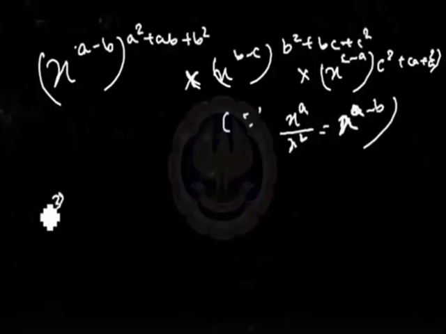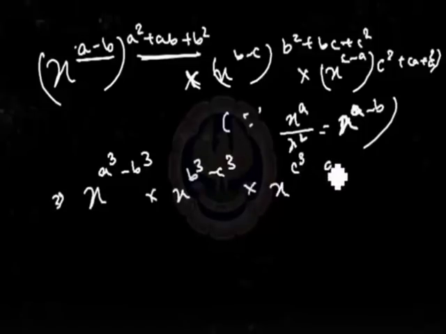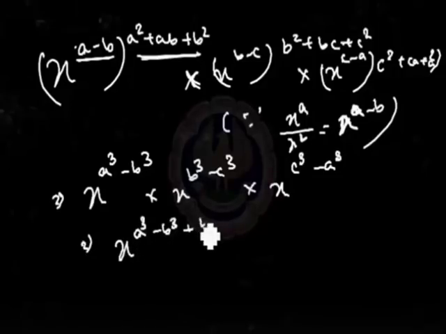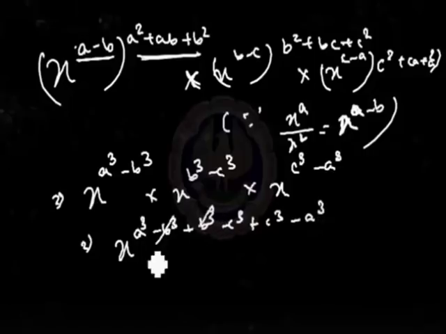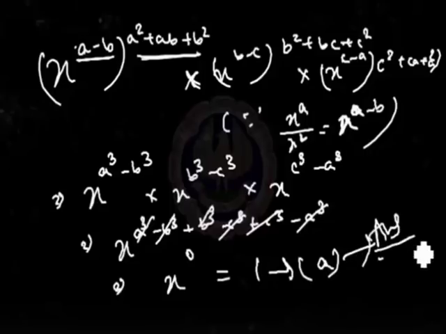Okay. We'll remember this, a minus b into a square plus ab plus b square is equal to a cube minus b cube. So this will be x to the power a cube minus b cube. This will be x to the power b cube minus c cube. This will be x to the power c cube minus a cube. So this can be written as x to the power a cube minus b cube plus b cube minus c cube plus c cube minus a cube. Okay, we'll cancel. So this becomes x to the power 0, which is equal to 1, which is option A, and this is the answer.